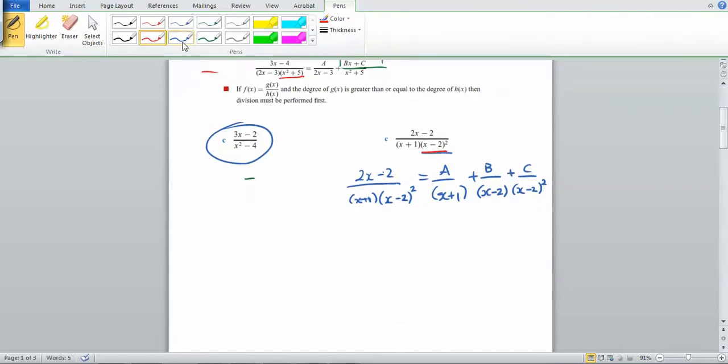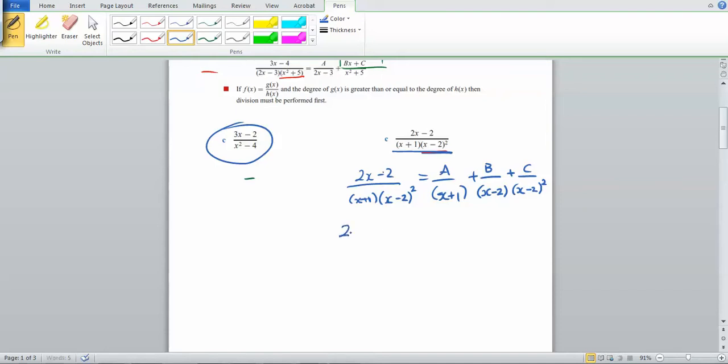So from here, we need to multiply. We need to multiply this x plus 1 by x minus 2 all squared. We need to multiply x minus 2 by x plus 1, x minus 2. And we need to multiply x minus 2 all squared by x plus 1. So let's go ahead and do that.